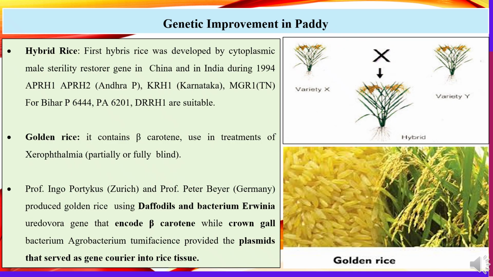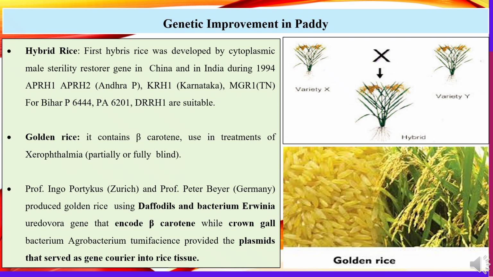Hybrid rice. First hybrid rice was developed using cytoplasmic male sterility, CMS, restorer gene in China. In India, hybrid rice development began in 1994. Examples by region. Andhra Pradesh, APRH1, APRH2. Karnataka, KARH1. Tamil Nadu, MGR1. Bihar, P6444, PA6201, DRH1.